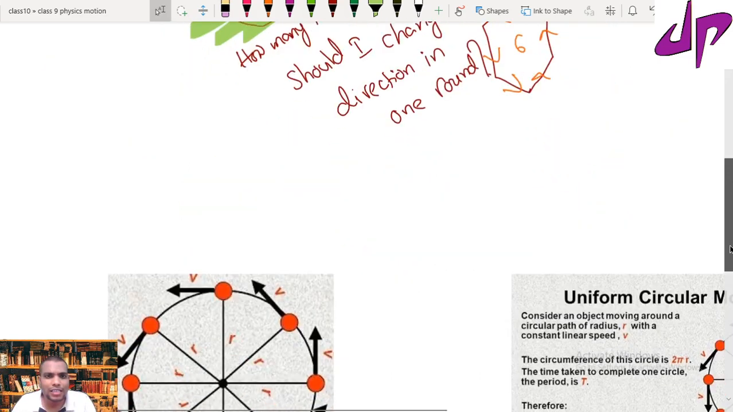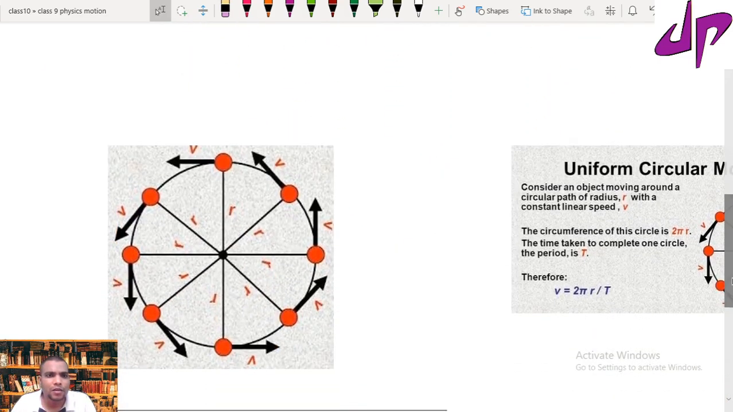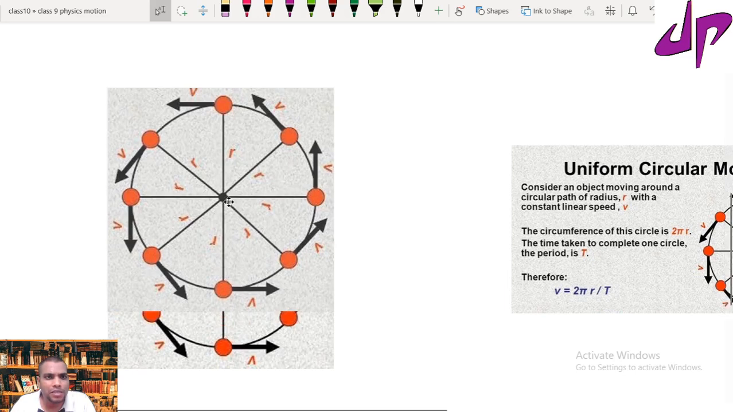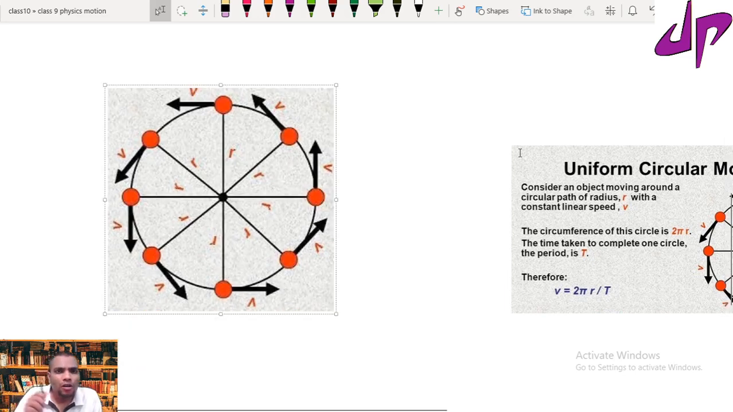So let us see a diagram here. Suppose this diagram represents a ball. I have taken a ball and tied it with a long thread, and I am rotating the ball in this direction. So now the ball is moving in a circular direction.